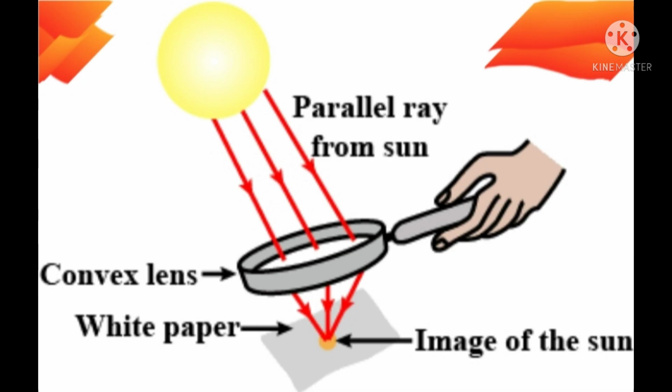I'll give you the example. Put a convex lens in sunlight. That should be parallel rays from the sun. Then what happens? We will get the image of the sun on the paper, and after some time the paper starts burning, you know? That means the lens converges the rays of light. The rays of light converge and the paper starts burning. That is the example of converging rays of light.